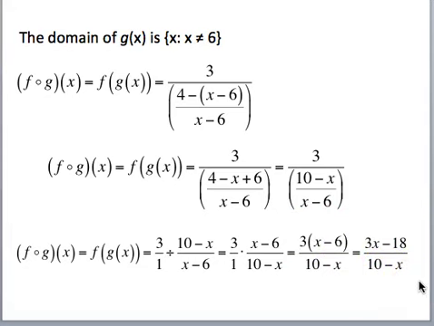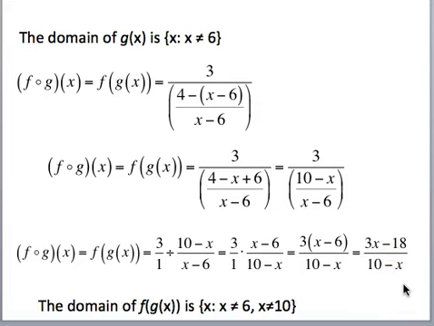But looking at that final function, you'll recognize that 10 is not in the domain. Because if 10 were, we would divide the bottom by 0, which is not acceptable. We had to throw out 6 in the domain of g, so we can never use 6. Here we can never use 10. So the domain of f circle g would be everything except 6 and 10. So all real numbers, throwing out 6 and 10.